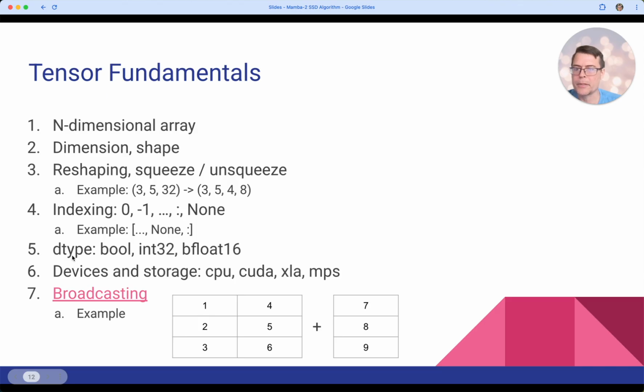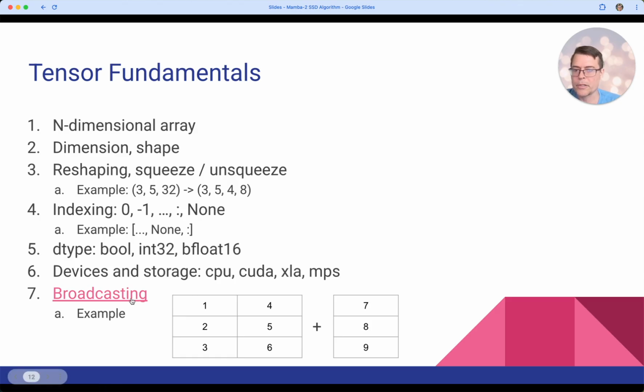Tensors have data types. Each of the elements could be a Boolean, which we'll see in the algorithm, or you can have ints or floats. You can do Google Brain floats, so you have more range. They can be stored on different parts of your system. They can be stored in CPU's memory. They can be stored on the GPU, or the CUDA, in CUDA memory. XLA, accelerated linear algebra, that's for Google TPUs. And MPS, Metal Performance Shaders, is basically if you're developing on a Mac with Apple Silicon and you want to use Apple's Metal system to accelerate.